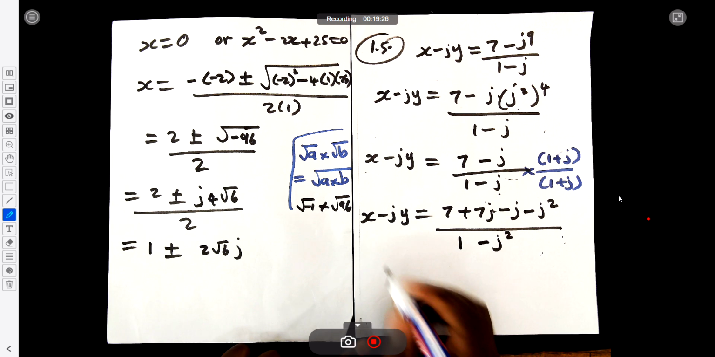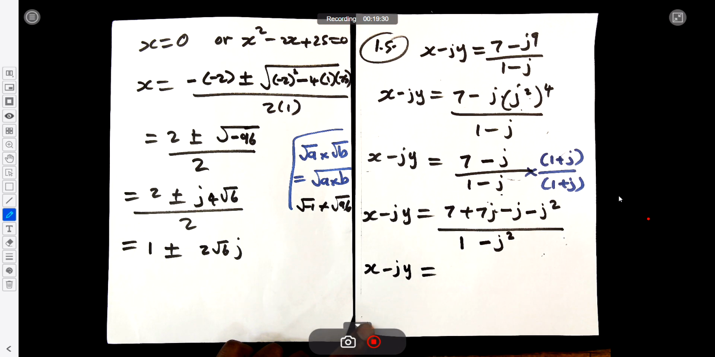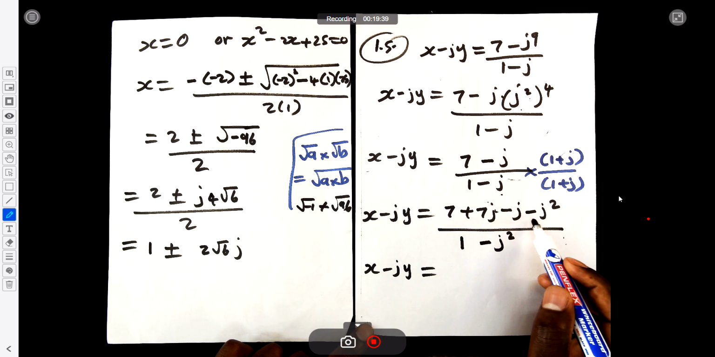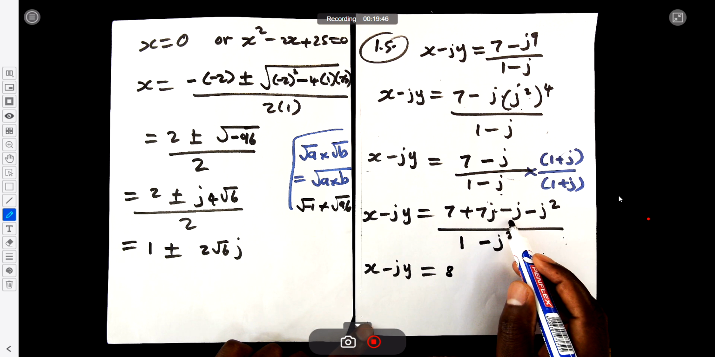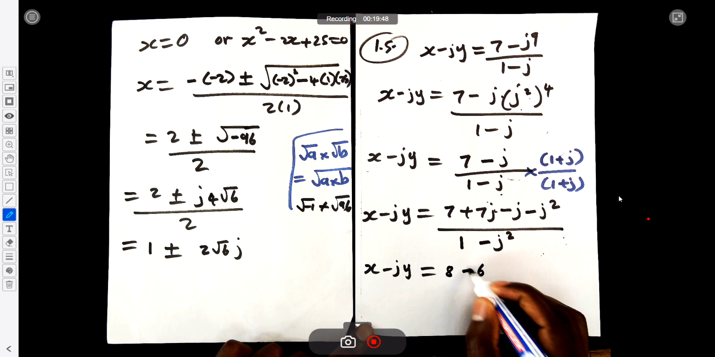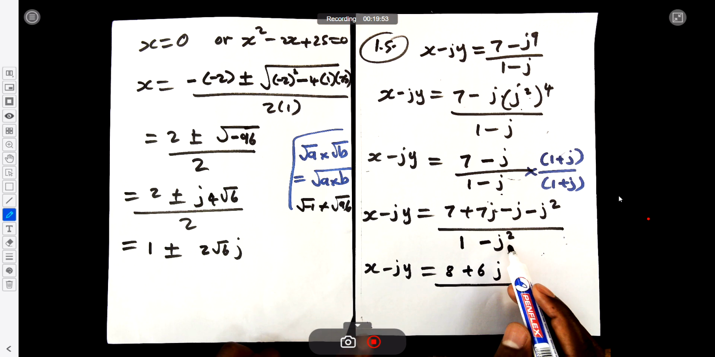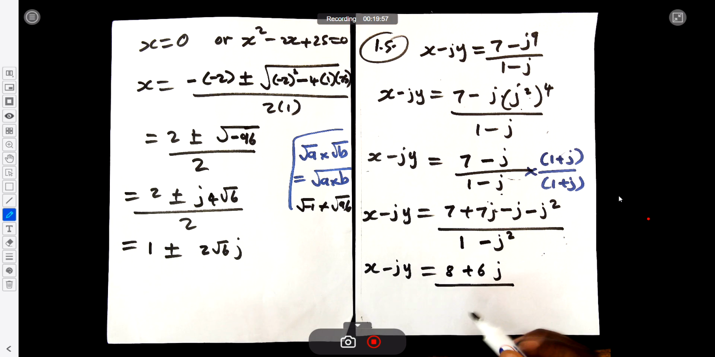I hope it still makes sense. So let's add like terms. All right, so negative j squared is positive 1. I hope you see that. Because j squared is negative 1, multiplies the negative, we have positive 1. It's going to add with 7, we will have 8. So 7j minus j will have positive 6j, all divided by, j squared is negative 1, multiplies the negative with positive 1, plus 1, which is 2.